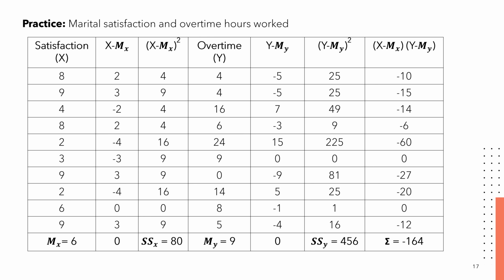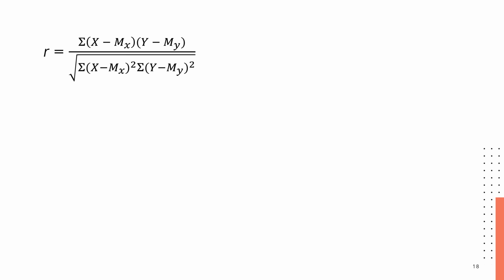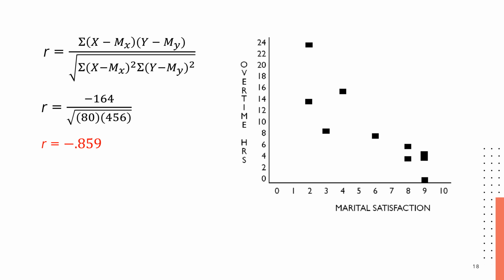Here is what your table should look like. The mean of x is 6. The sum of squares of x is 80. The mean of y is 9. The sum of squares of y is 456. And the cross products is negative 164. Using the correlation equation, that gives us negative 164 divided by the square root of 80 times 456, which gives us negative 0.859, which is a pretty strong negative correlation. This is what the scatter plot would look like if you were to plot it.